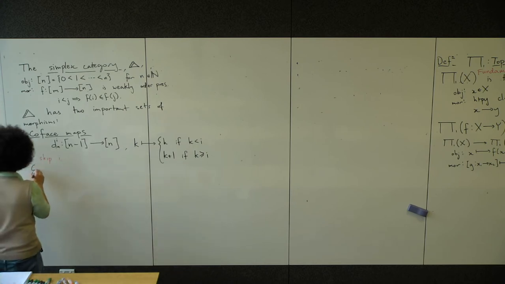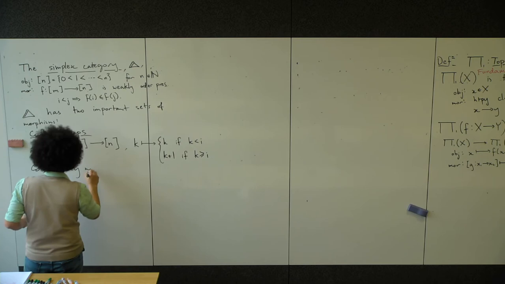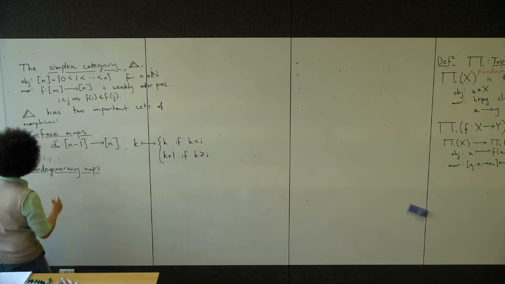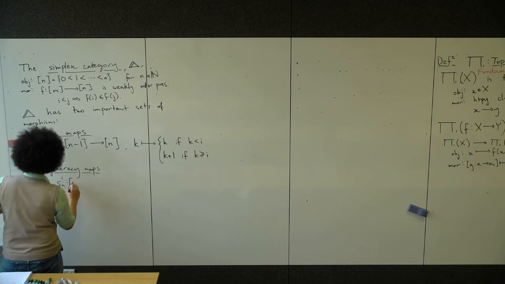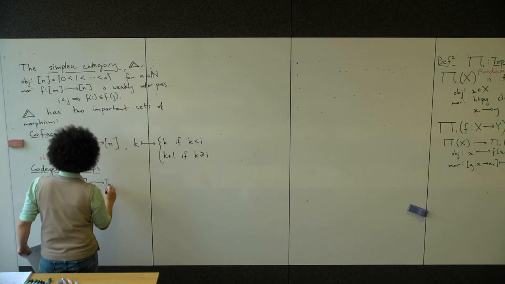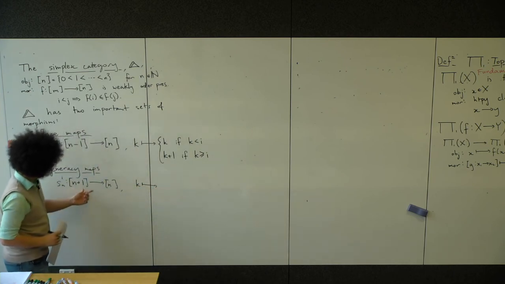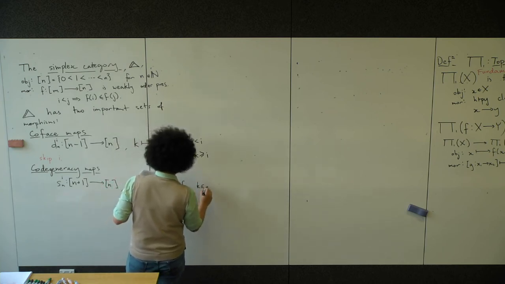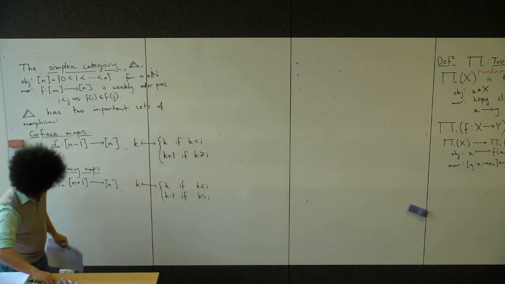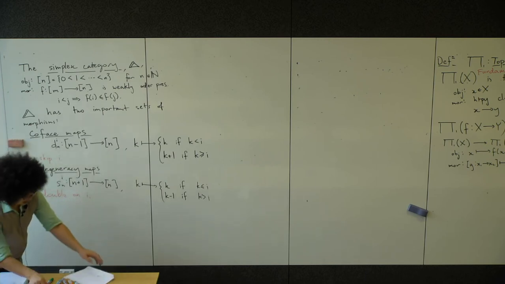All right, and then next we need degeneracy maps. These we'll call s, and we'll index them by i as well. And now instead they go in the opposite direction, from n plus 1 to n, and it sends k to... okay, so now we're going to something smaller. We're going to go to k if k is less than or equal to i, and to k minus 1 if k is greater than i. So this is double on i. So we hit the ith element twice.